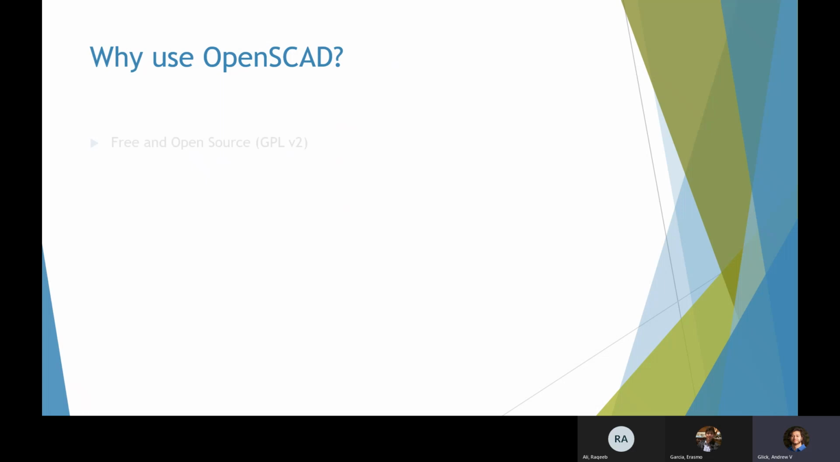So why use OpenSCAD? Well, for one, it's free and open source software under the GPL version 2 license, which is a lot more than you can say for most CAD programs like SolidWorks or Creo. Even though you may be able to get those for free with a student license, ultimately they're not free. But OpenSCAD is free, and it will always be free and open source, so you can guarantee that anyone else will have access to it.